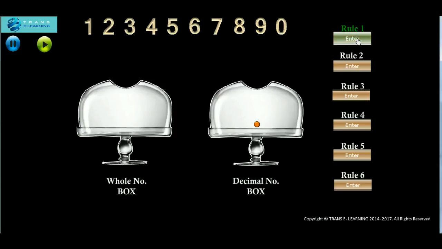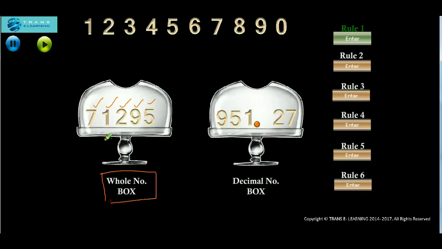Here you can see that I've applied this rule and this button has changed into green. Now whatever will happen, it will be as per rule 1. So let's see. You can see the non-zero digits are entering both the boxes and they're staying inside those boxes. As you can see here, these numbers have entered the whole number box, and they are staying in this box. That means these digits are significant.